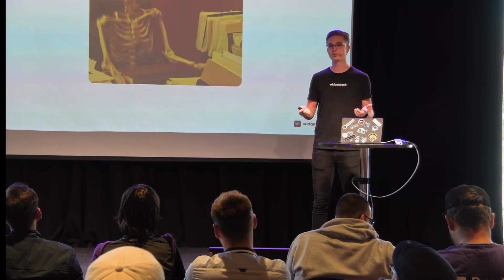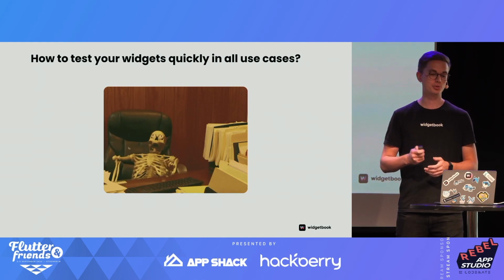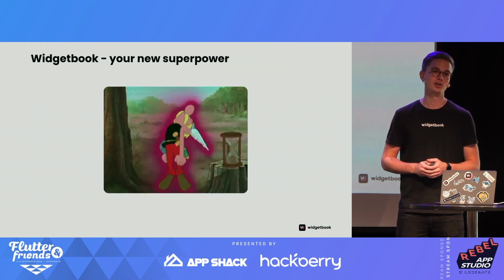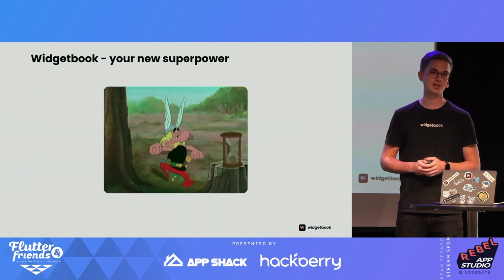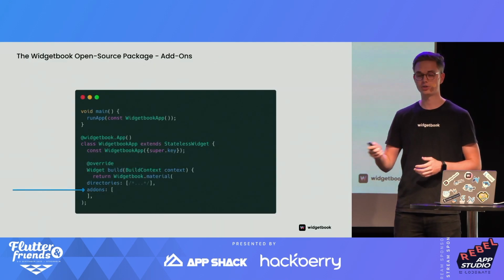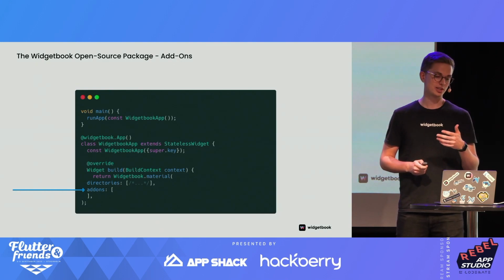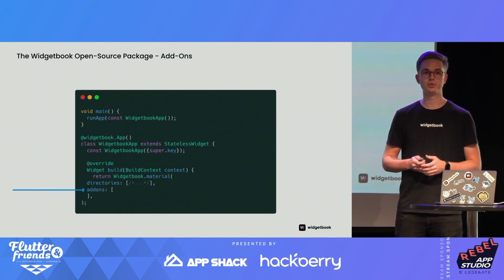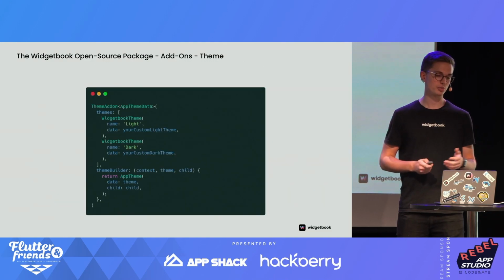And to not turn into a skeleton and basically get very old until you finally test it, we can do it with Widgetbook. So Widgetbook can really become our superpower here of being able to very quickly test our widgets on the different use cases. And first of all, we can do it with add-ons. So basically just where you're annotating your run app command, you can include our add-ons, and the add-ons are very versatile. So first of all, we have the option of including theming in Widgetbook.